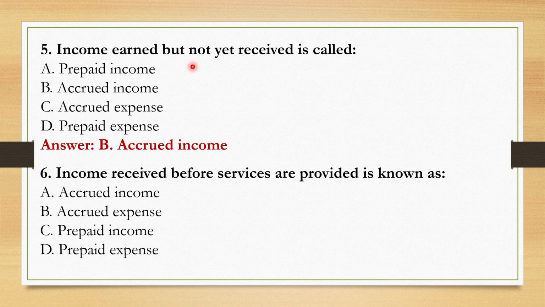It's the income earned but not yet received. So the income received before service is provided is also known as what? Is it accrued income? Is it accrued expenses? Is it prepaid income? Is it prepaid expenses? What is the answer? The answer is C, the prepaid income. The prepaid income is the income received before the service is provided, as you have seen by definition.